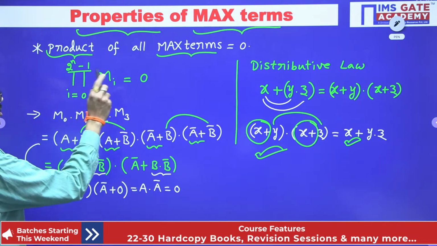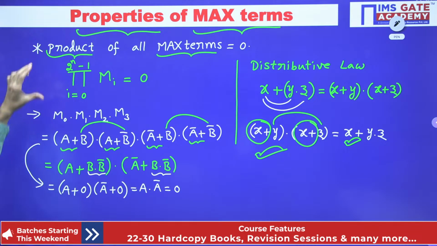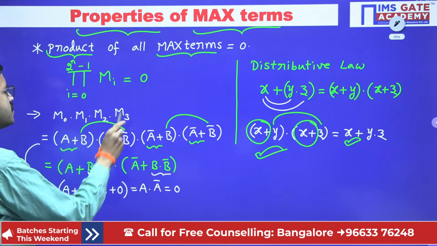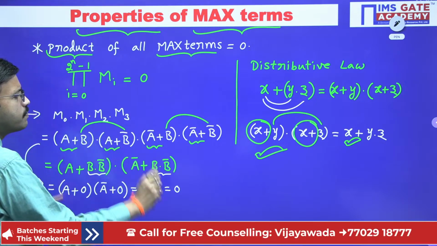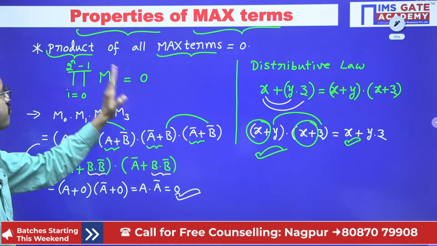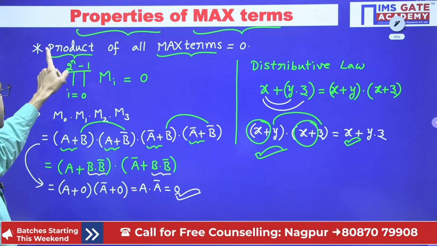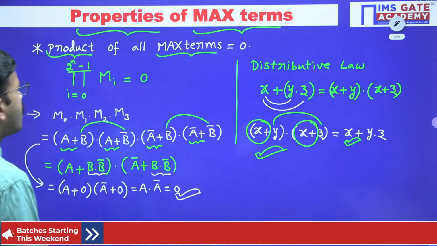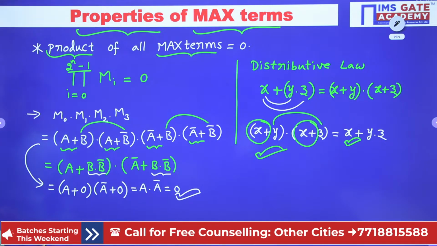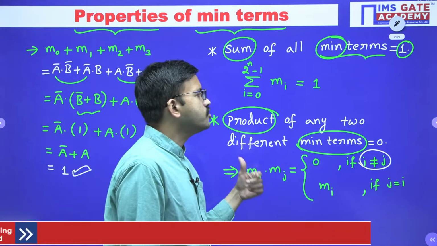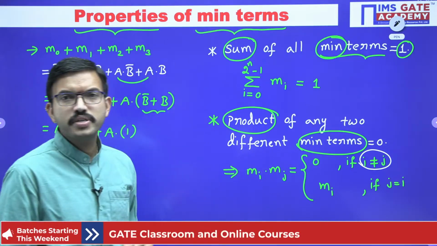So regarding the first property of max terms, directly I have written the statement, that is product of all max terms equal 0. So for two variables we are having 4 max terms. I have just performed the multiplication and the resultant value we are going to get is 0. That means the first property is correct. What is that? Product of all max terms equal to 0. Now just look at the second property of min terms, and can you tell what will be the second property for max terms?